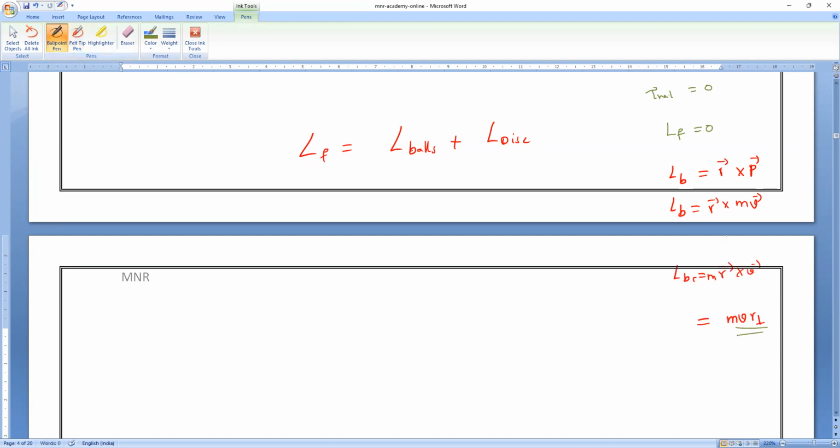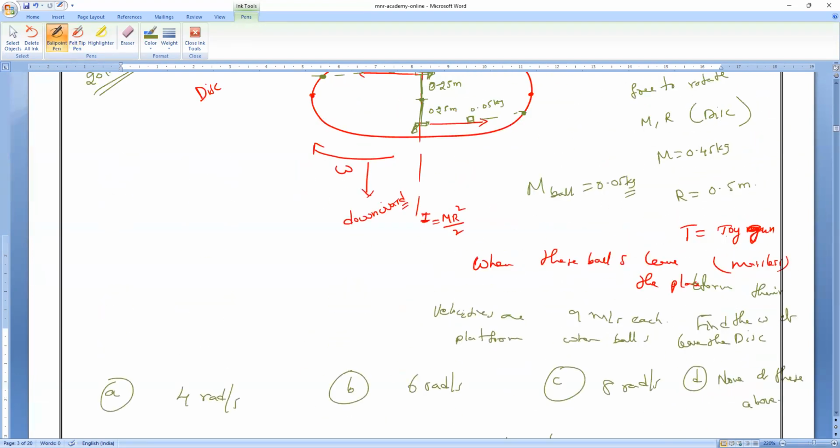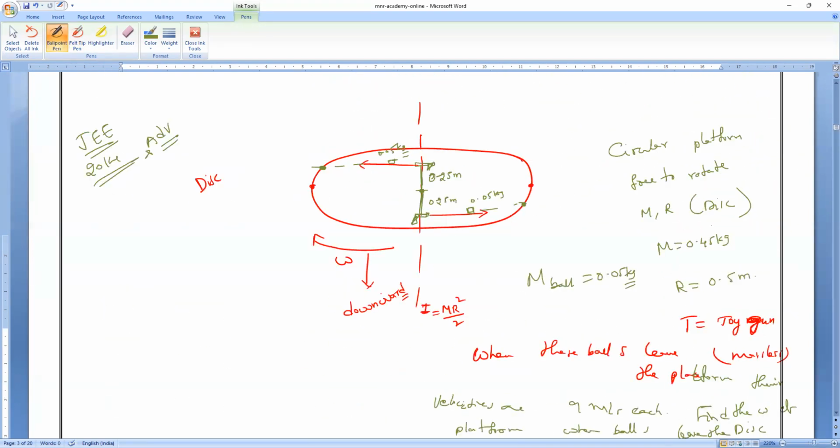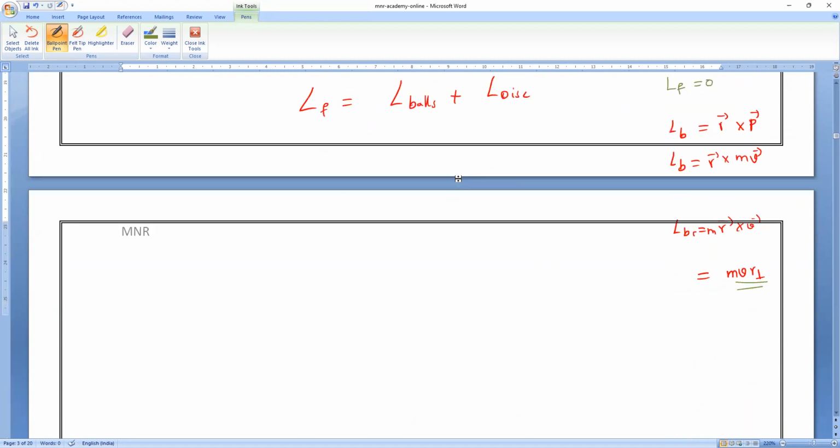Now all of you observe very carefully. m r perpendicular means the perpendicular distance, at a 90 degree angle. What is the distance from the center of mass? It is 0.25. So the momentum of the balls is m v r perpendicular. Now, one ball or two balls? Two, so multiply by 2.